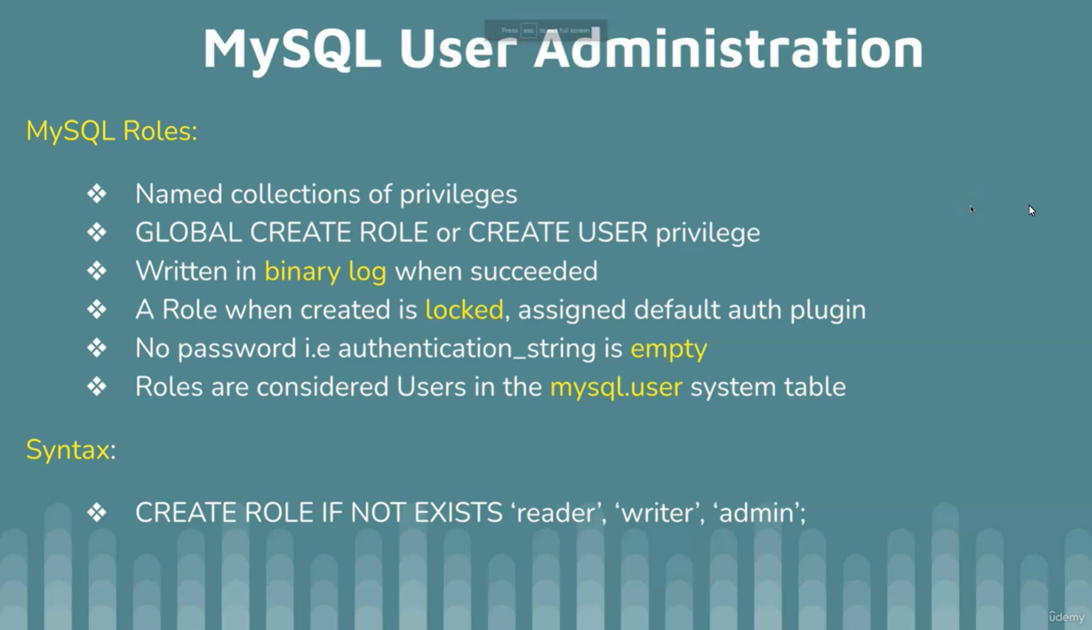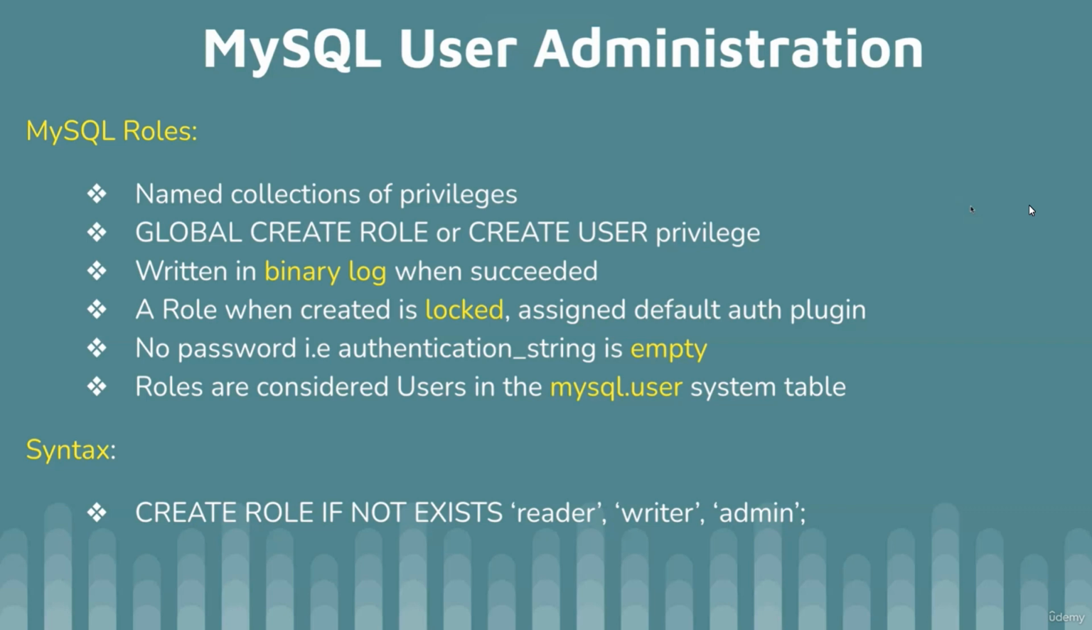Welcome back. In this lesson, we will learn about MySQL roles. Roles are nothing but named collections of privileges. What this means is that we gather together all the permissions and name this permission set something, and that becomes a role. You have to have the global CREATE ROLE or CREATE USER privilege to create a role. Whenever a role is created, that becomes a database event, and this will be logged in the binary log. A role when created is locked, a very important concept, and I will tell you in a bit why. It is assigned a default authentication plugin, not mysql_native_password, but the other one, caching_sha2_password. No password is given to a role, so the authentication string is empty.